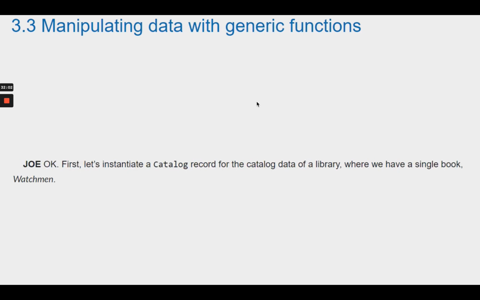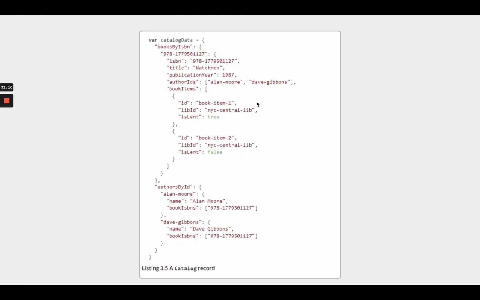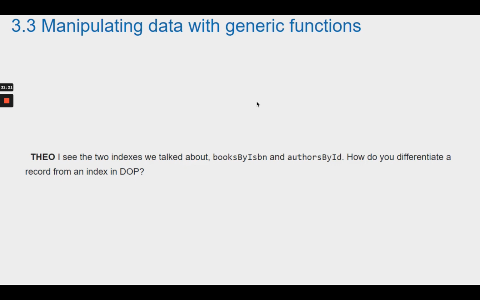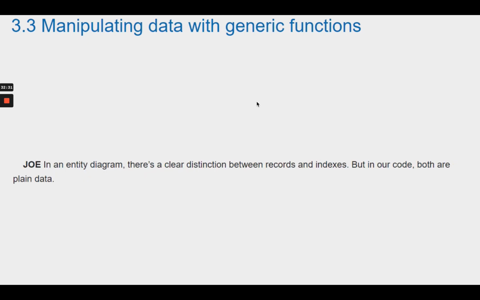Joe: Okay. First, let's instantiate a catalog record for the catalog data of a library, where we have a single book, Watchmen. Joe instantiates a catalog record according to Theo's data model in Figure 3.3. Here's what Joe shows to Theo. Theo: I see the two indexes we talked about, books by ISBN and authors by ID. How do you differentiate a record from an index in DOP?